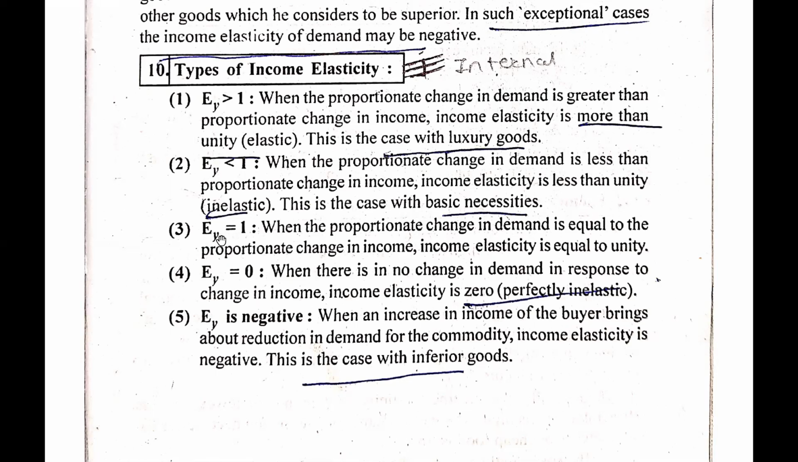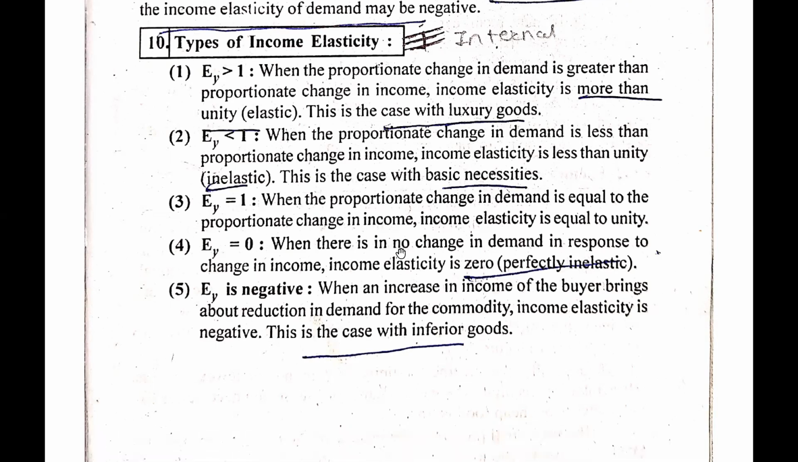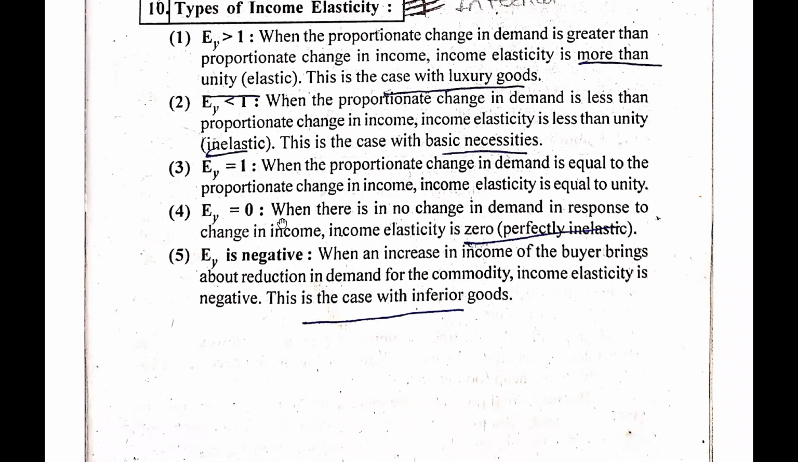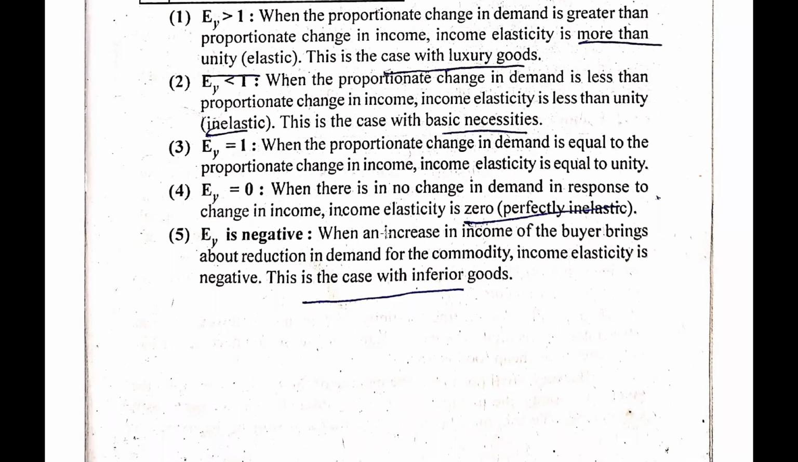In the third point, income elasticity of demand is equal to 1. That means when my income is increased by 10% and my demand is also increased by 10%, in this case, the income elasticity is equal to 1. Now income elasticity is 0. It means when my income is increased by 10%, my demand will remain constant, and when my income is decreased by 10%, my demand will also remain constant, then the income elasticity is 0. There will be no change in the demand in response to the change in income.